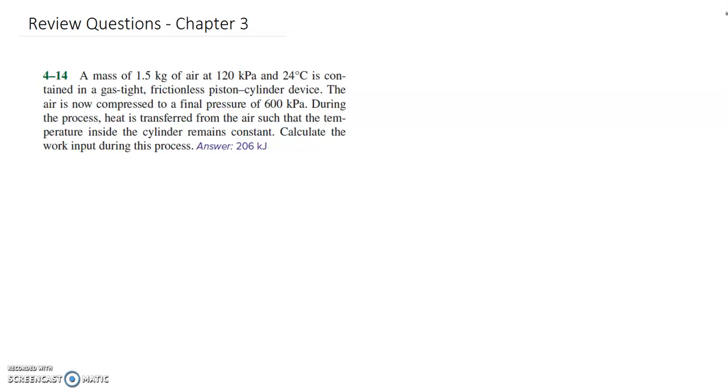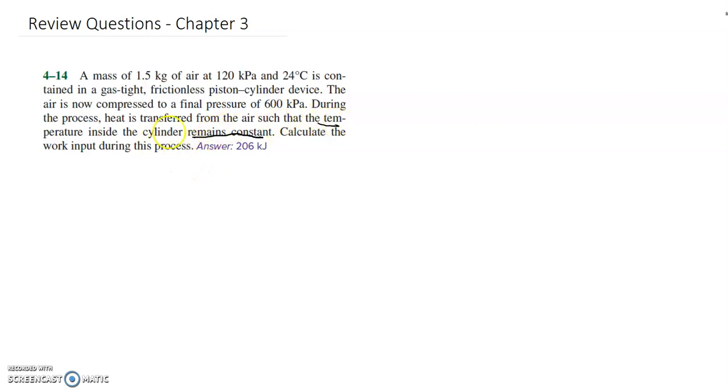So question 4.14. A mass of 1.5 kg of air at 120 kPa and 24 degrees Celsius is contained in a gas-tight frictionless piston cylinder device. The air is now compressed to a final pressure of 600 kPa. During the process, heat is transferred from the air such that temperature remains constant. So calculate the work input during this process.